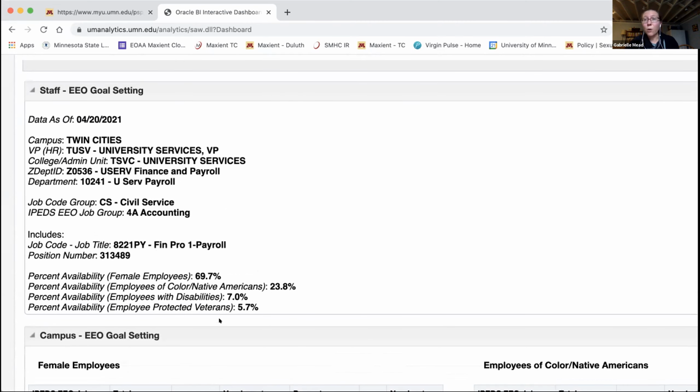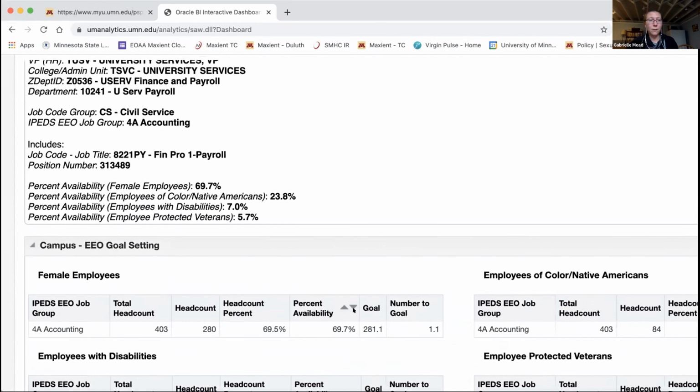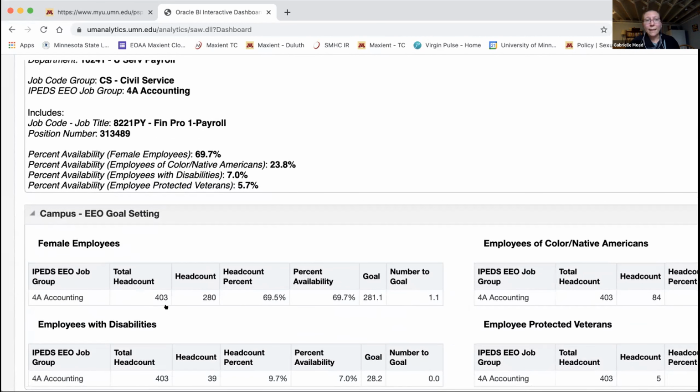So these are our goals, right? When we look at how many people have this position at the university, our goal is to have 69.7% of them be women. Our goal is to have 23.8% of them be a person of color or Native American. From an affirmative action standpoint, those are our goals. We may have other, grander goals from a strategic standpoint, but from an affirmative action obligation standpoint, these are our goals. So what the report does is tell you who we have.